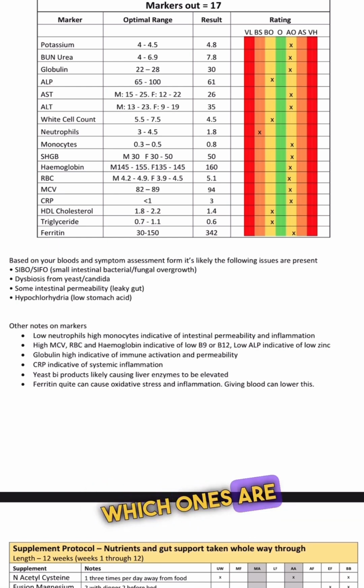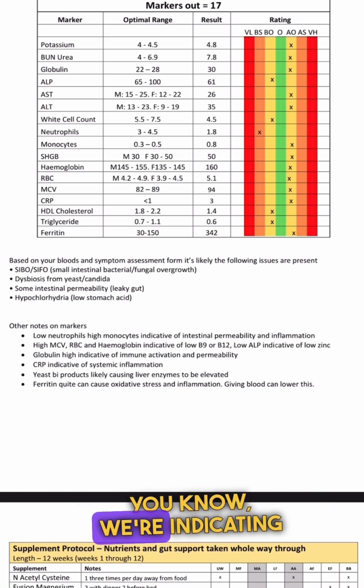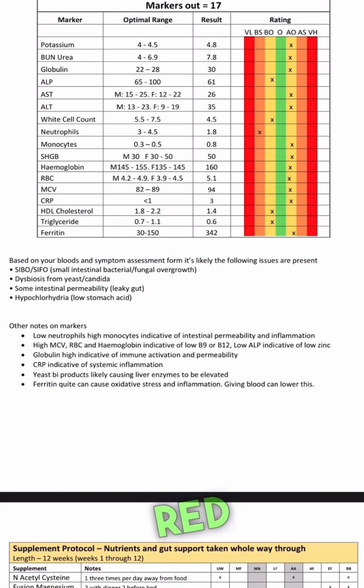So, which ones mean what. For example, the low neutrophils and high monocytes are indicating intestinal permeability, which is leaky gut, and some inflammation. The high MCV, red blood cells, and hemoglobin are showing low B9 or B12. The low ALP is showing low zinc, and again, it just goes through like that.